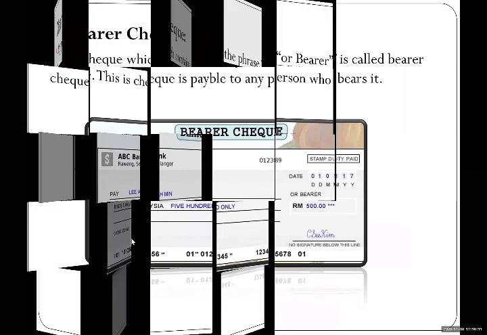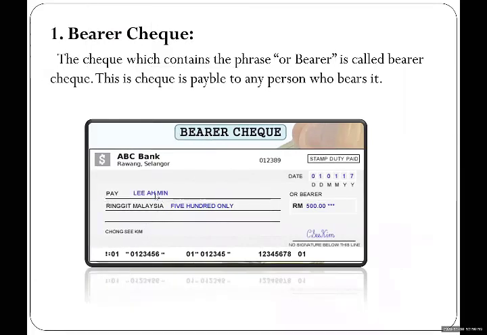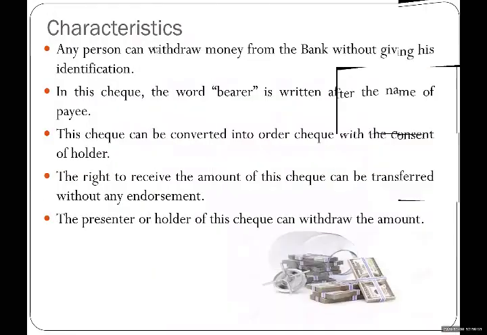So what does this mean? If you see the bearer check, it is written "pay". For example, I'm going to write over here any name, Ali, or bearer. What does it mean? It means pay Ali or the holder of the check. So anyone who is holding the check can take the payment from the bank. In this check, the word bearer is written after the name of the payee.